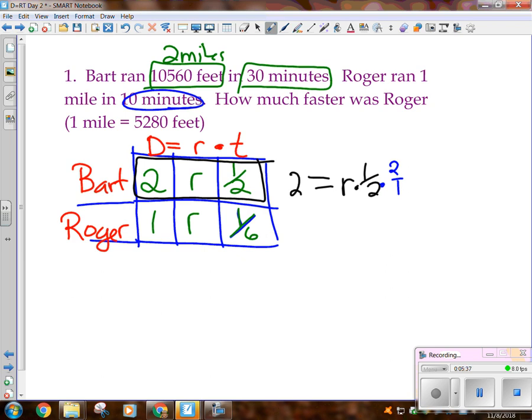Well, if you multiply this side by 2, what are you going to do over here? Multiply that side by 2. 2 on top and bottom cancels. Okay? What's the only thing left on this side? R. 2 times 2 on the other side. So what is the rate at which Bart was running? Okay, so Bart's rate is 4. Got him?